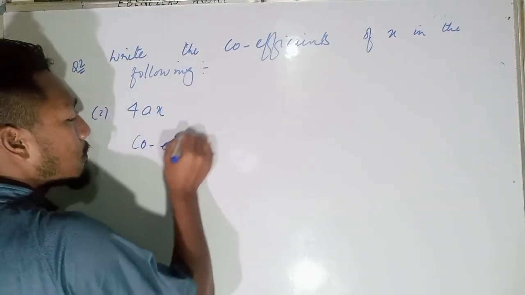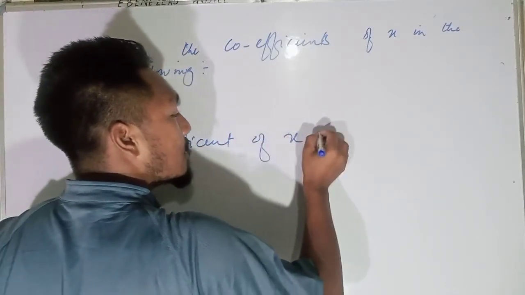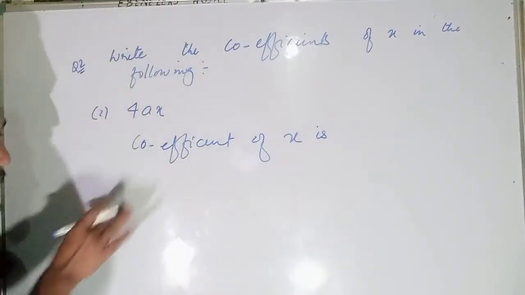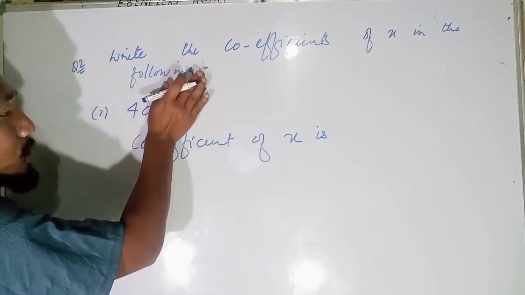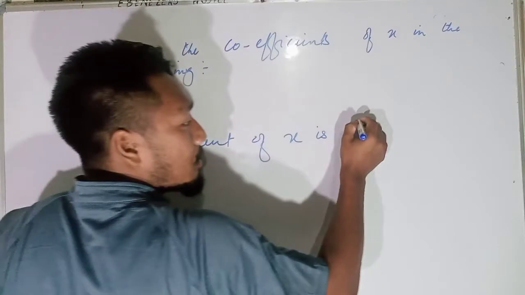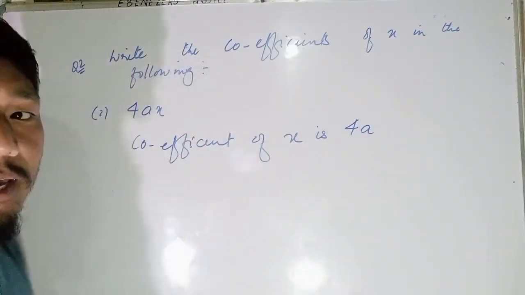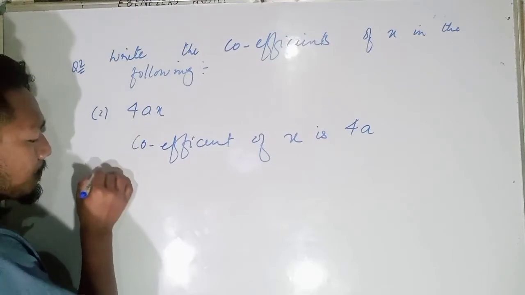The coefficient of x is what? Except x, if you close the x, the remaining part is the coefficient. What is the remaining part? 4a is the coefficient of x. Okay, similarly number 2.